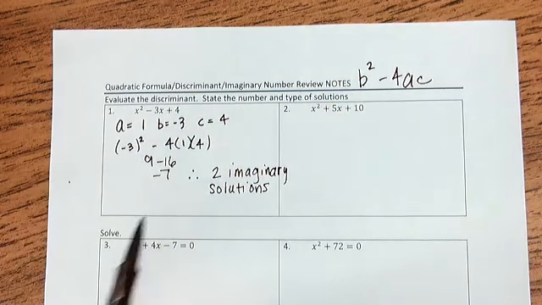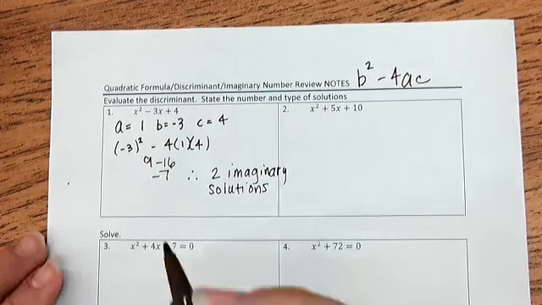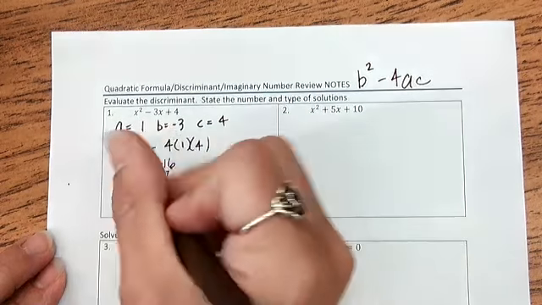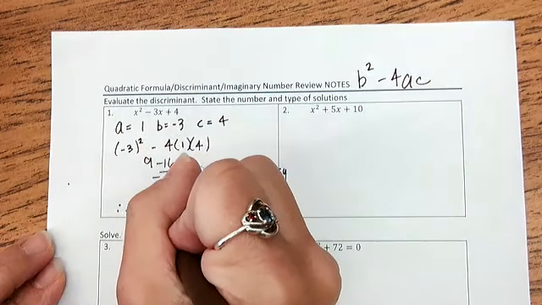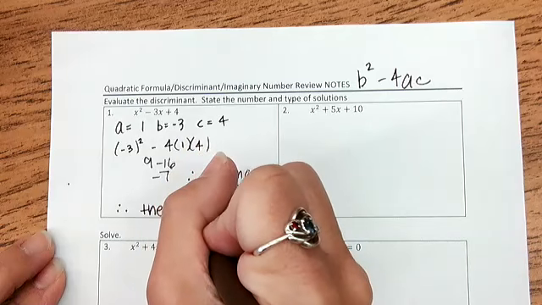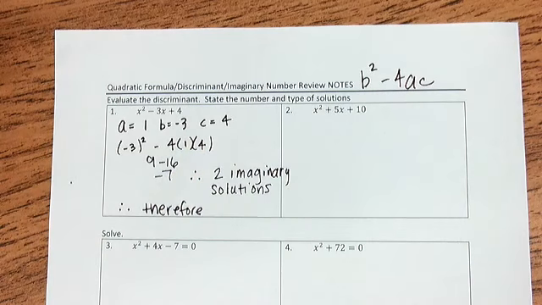Three dots in a triangle formation means therefore. I think I spelled that wrong. I'm not sure.